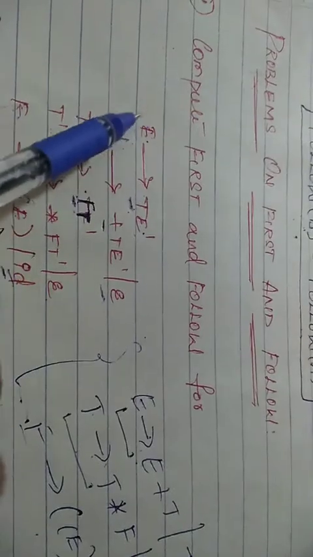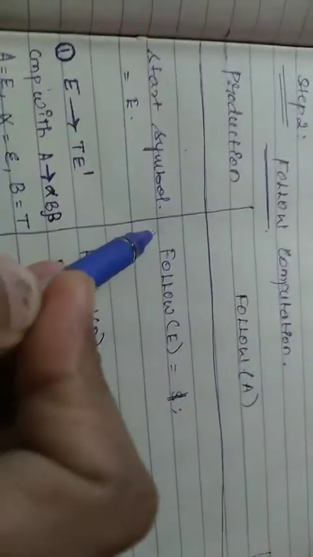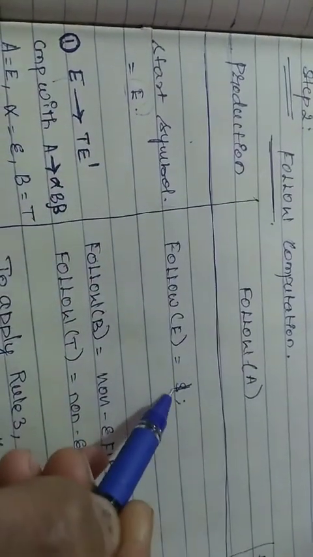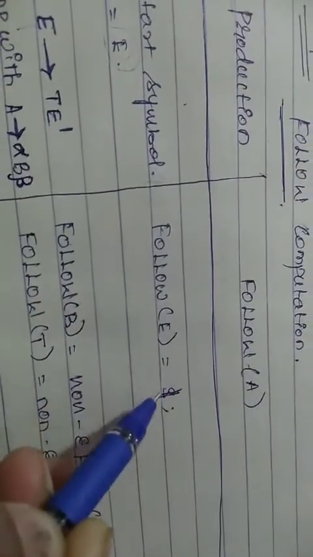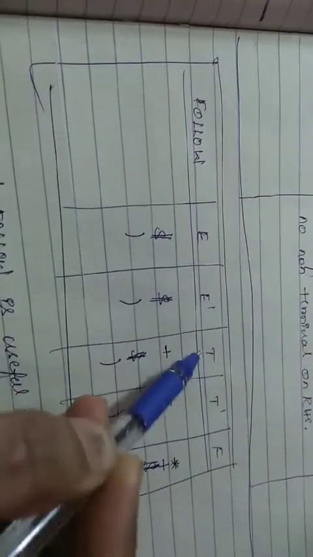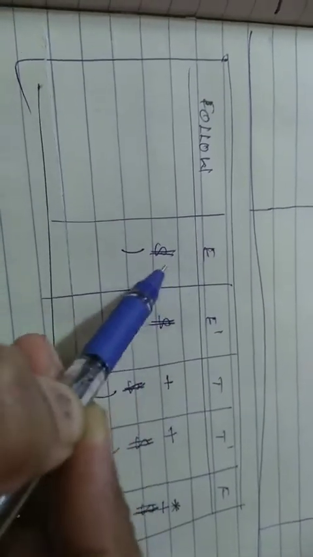Since E is the starting symbol of the grammar, E. So the rule 1 says, I have written the rules also, that whichever is the starting symbol of the grammar, to that non-terminal you have to apply the follow of that non-terminal as dollar. Better write a table like this, a follow table of every non-terminal. So follow of E right now, since E is the starting symbol of the grammar, follow of E is dollar, right?